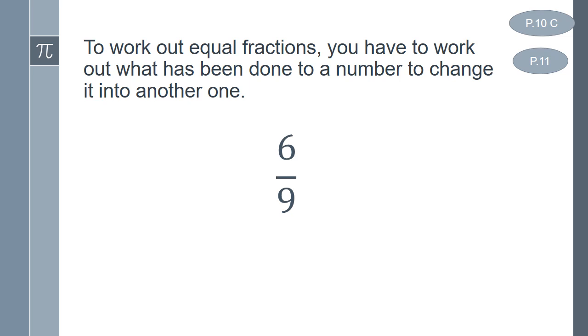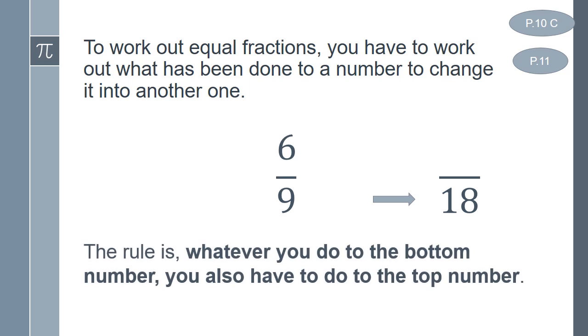So if we look at the fraction 6/9, and let's say we're given the fraction something over 18, and we're asked to turn 6/9 into something over 18. What you have to work out is what has been done to the number 9 to turn it into the number 18. And the rule is, whatever you do to the bottom number, you also have to do to the top number. So we'll come back to that in a second.